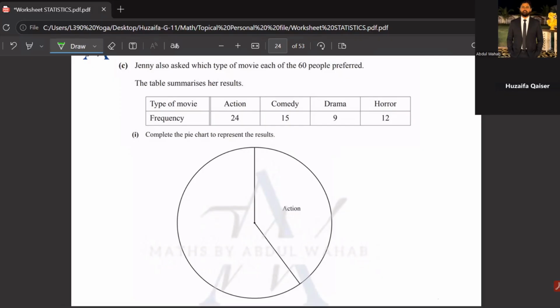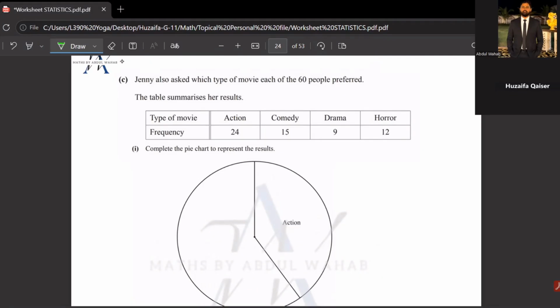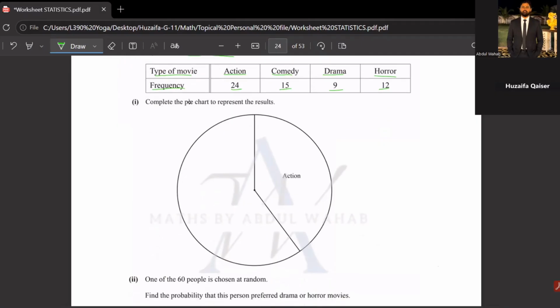Here the question is given to you. Jenny asked which type of movie each of the 60 people preferred. The table summarizes her results. Type of movies: action, comedy, drama, horror, and the frequency. Frequency means the number of people. 24 people like to watch action movies. 15 people like to watch comedy. 9 like drama, and 12 people like to watch horror movies. Now you need to represent this data in the pie chart.